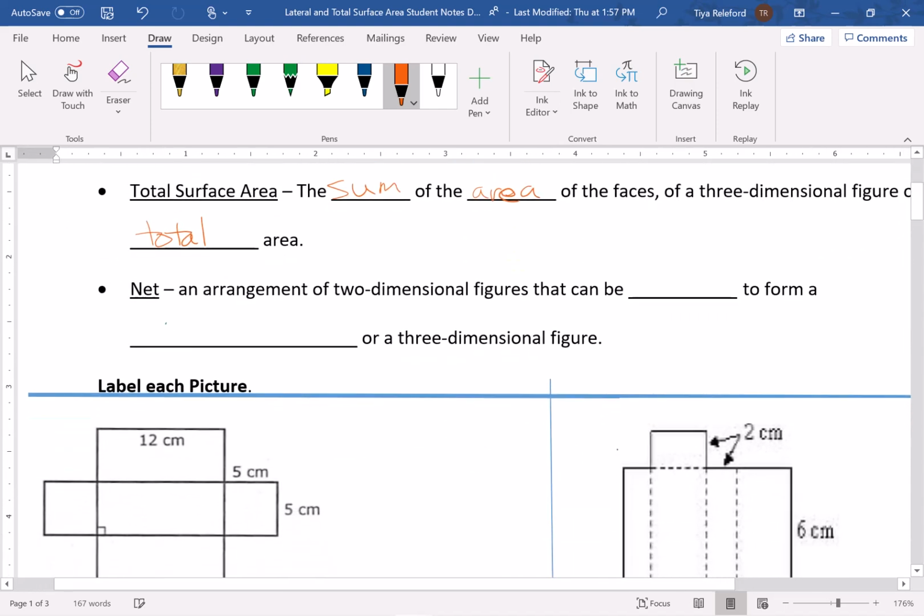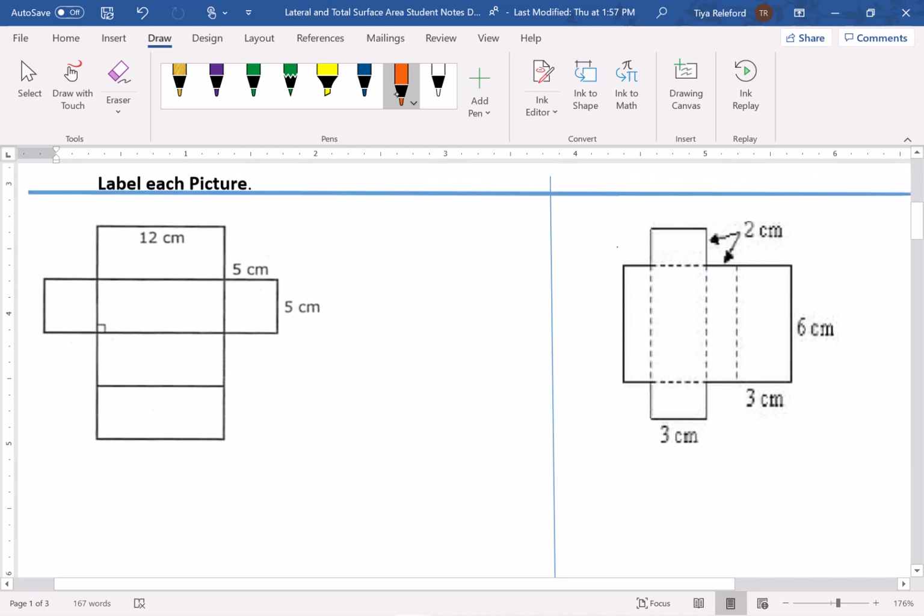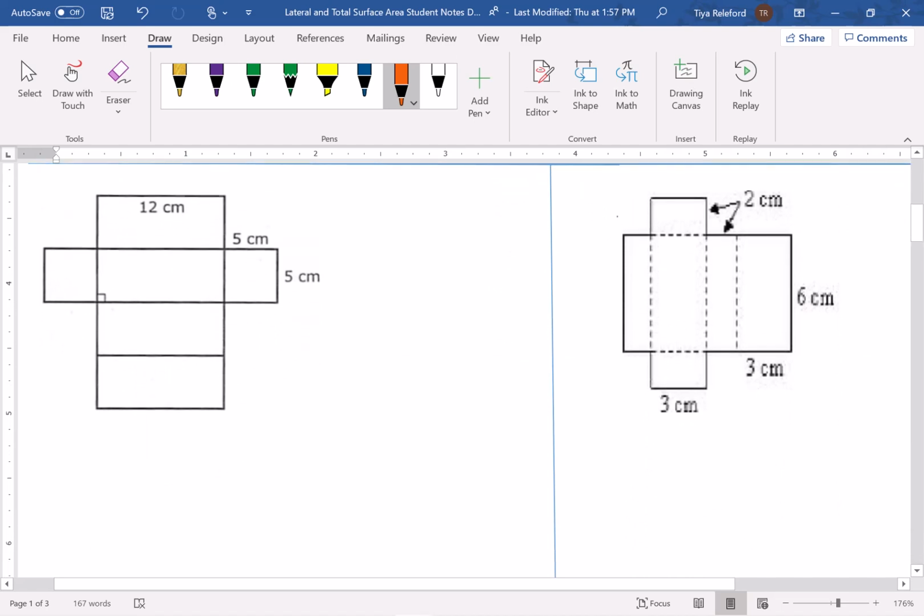A net is when you unfold something and lay it flat. So a net is a two-dimensional figure that can be folded to form a three-dimensional figure. So this picture here, if I took it and folded it up on all these lines, it would turn into a box, right? A rectangular prism.